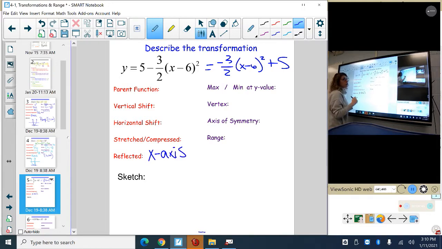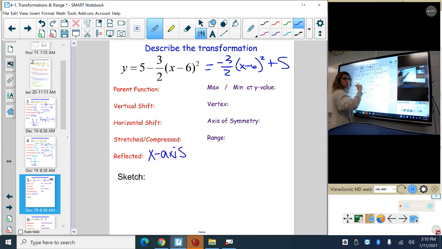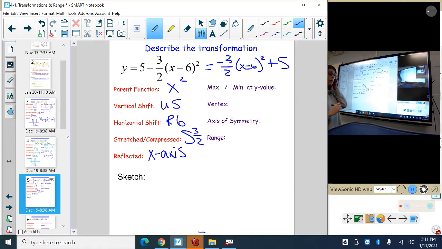3 over 2. 3 over 2 is a fraction, but is the fraction larger than 1? Meaning, is the numerator heavier than the denominator? And then the answer to that is yes. 3 over 2 is 1.5, so this is a stretch of 3 over 2, not a compression. Be very careful. The minus 6 is going to the right 6 units, and the plus 5 is going to go up 5 units, and we know that this is the parent function, x squared.